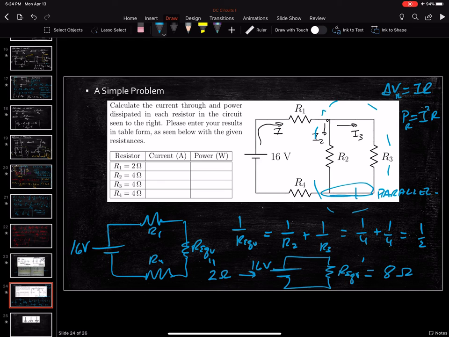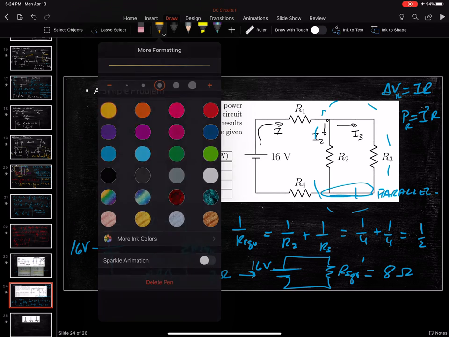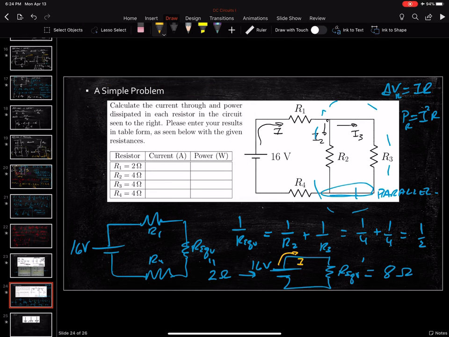This tells me that the current which is coming out of this battery is 2 amps. How did I know that? Well, just take V equals I times R. And so there's 2 amps which is coming out of this battery. So 2 amps coming out of here.